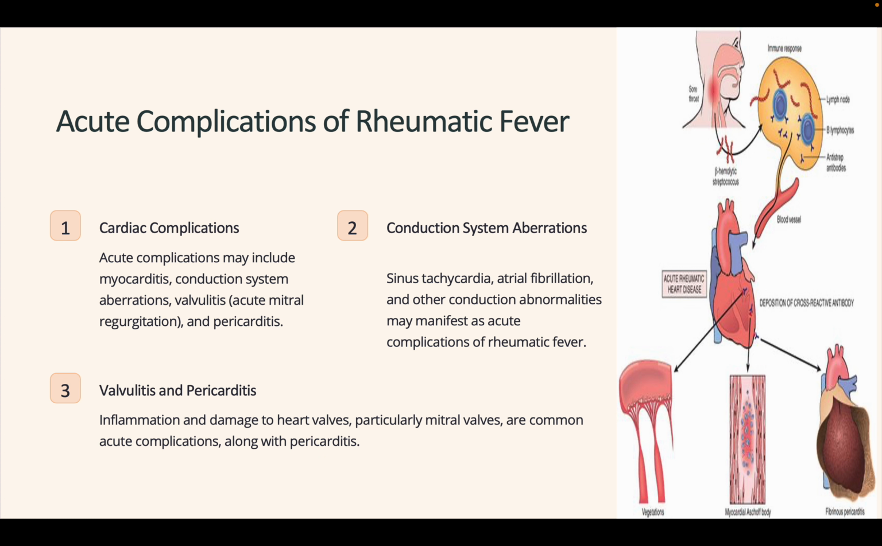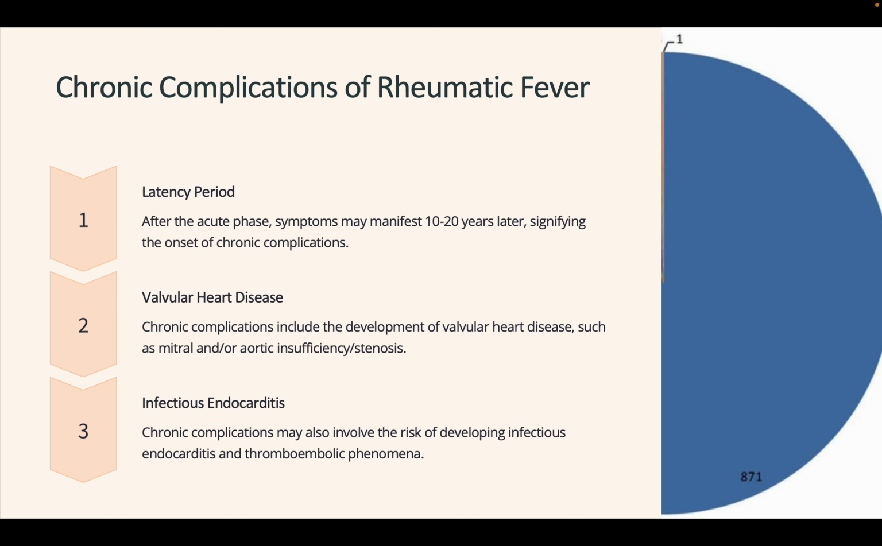Valvulitis and pericarditis, inflammation and damage to heart valves, particularly the mitral valve, are common acute complications along with pericarditis. So we have a latency period. After the acute phase, symptoms may manifest 10 to 20 years later, signifying the onset of the chronic complications.